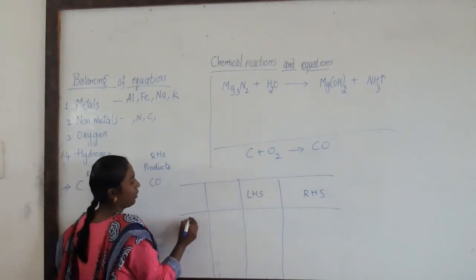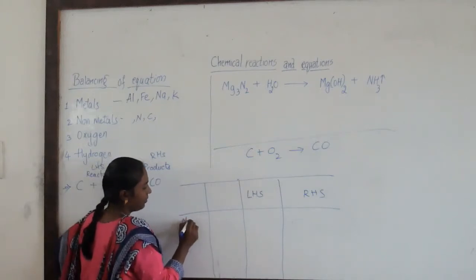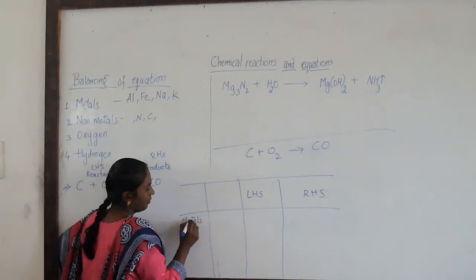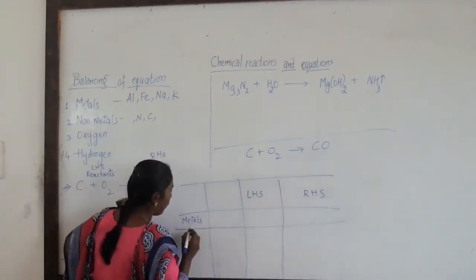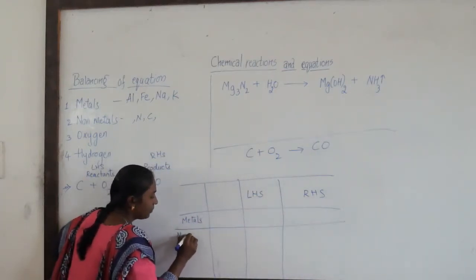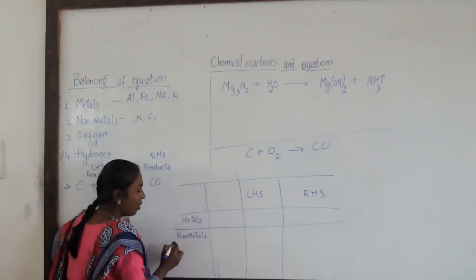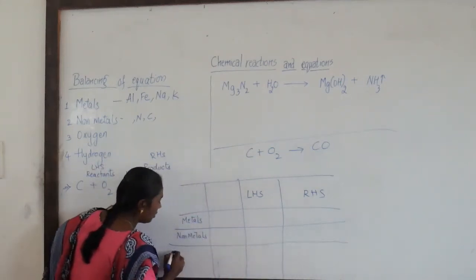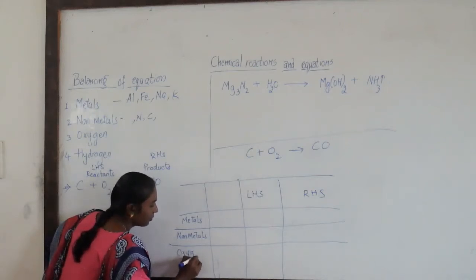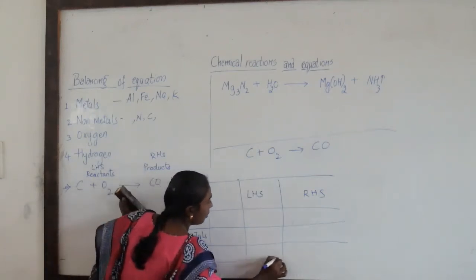So here you are going to write metals first, then you are going to give the description of non-metals. Remember the difference: metals, non-metals, oxygen, and next is hydrogen.